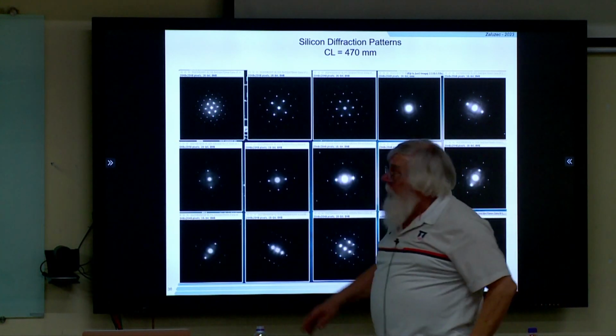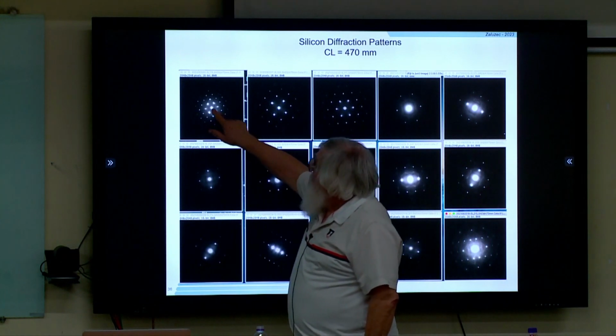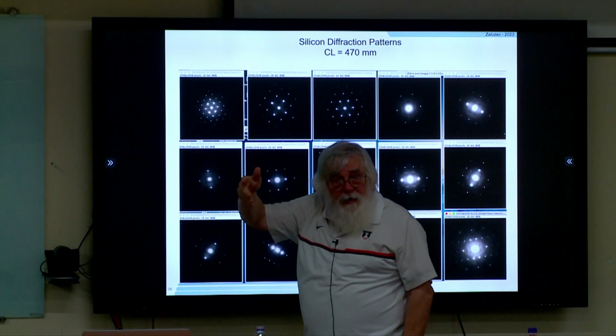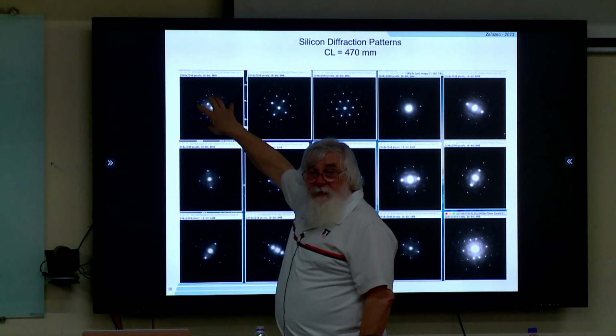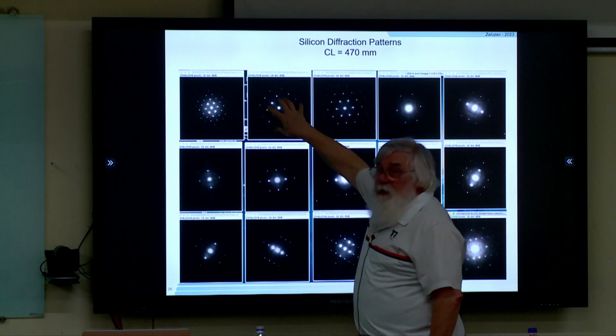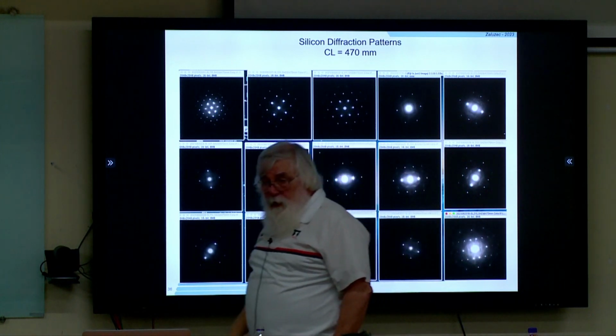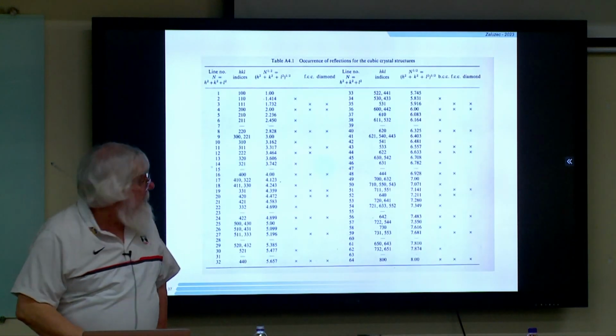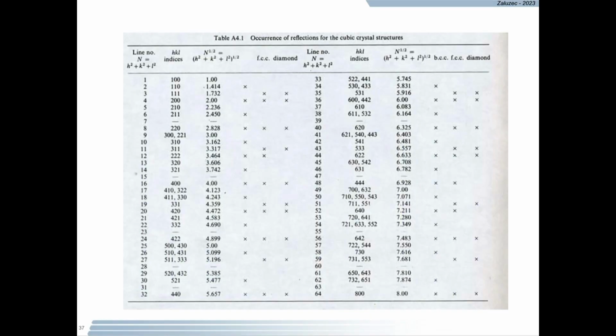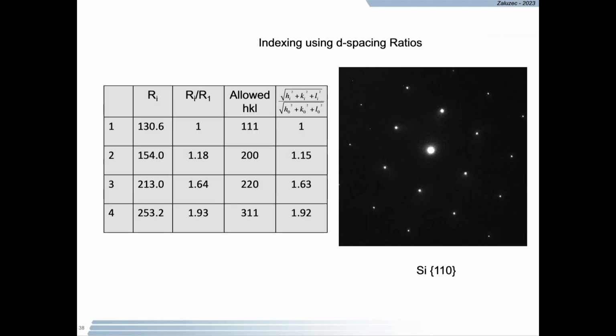We can measure the spacings using our camera length constant and make a table. These are the D spacings I see in this pattern, these are what I see here, and these are what I see here. Then you can compare it to a table of numbers, saying what HKL indices they are and whether we see a reflection or not. Using those, we can determine something like this.